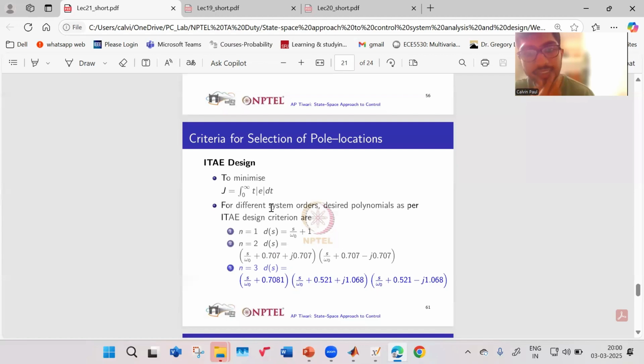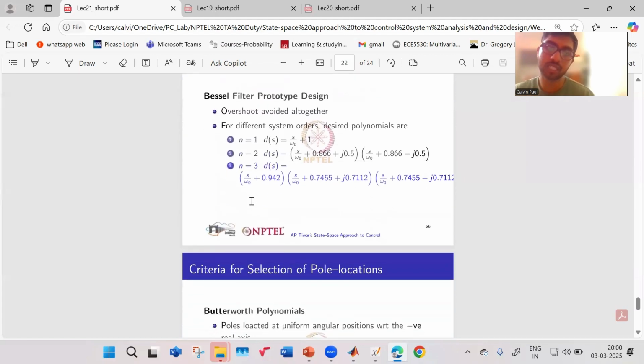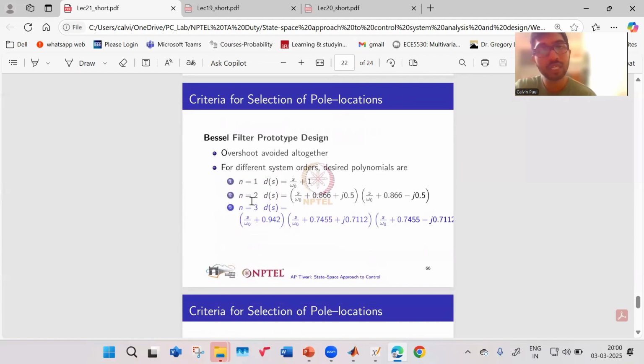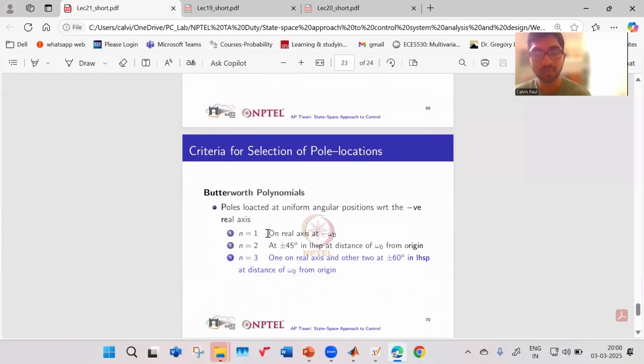Another criterion is ITAE design, where we are trying to minimize the energy. It's minimizing a cost function, and these are the polynomials. Second is the Bessel filter, which avoids overshoot completely. And another criterion is you can use the Butterworth filter, where poles are located at uniform angular positions with respect to the negative real axis.